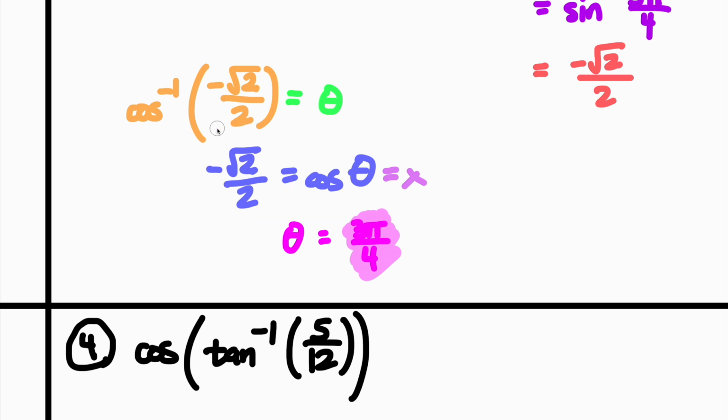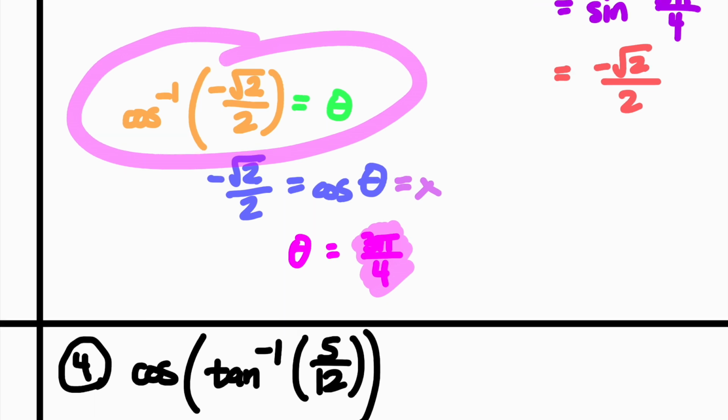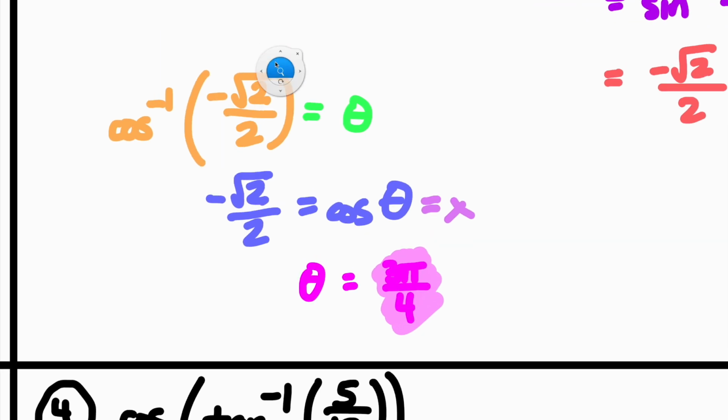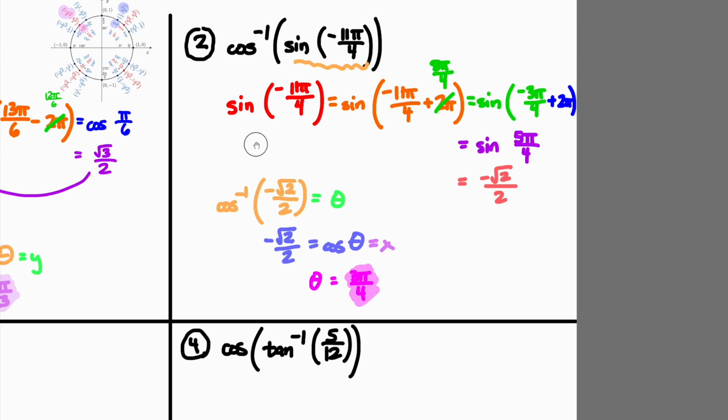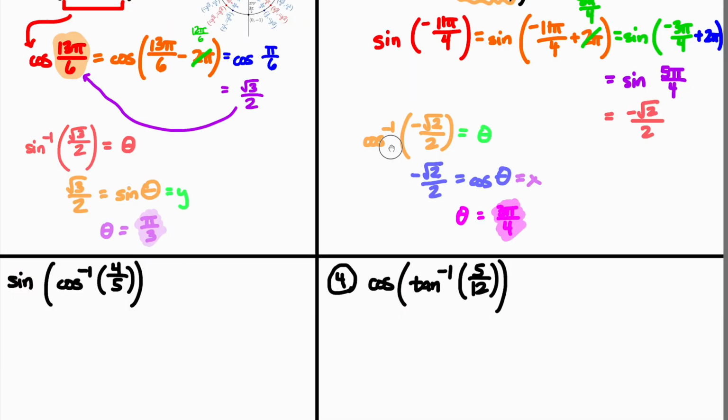We're looking for that theta value because this is the main problem that we're looking for in this whole problem. That's the main thing that we're trying to solve for, the very original inverse cosine of that sine of negative 11 pi over 4. So the answer to this one is 3 pi over 4. Let's go to number 3 now.